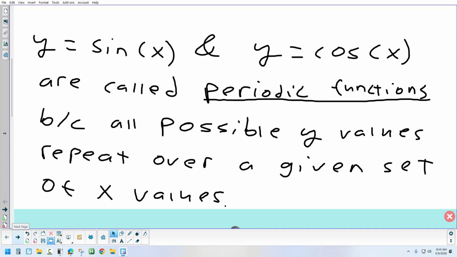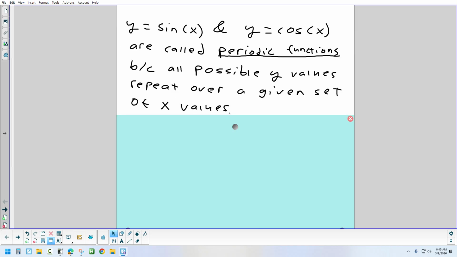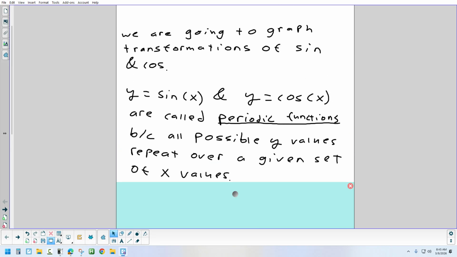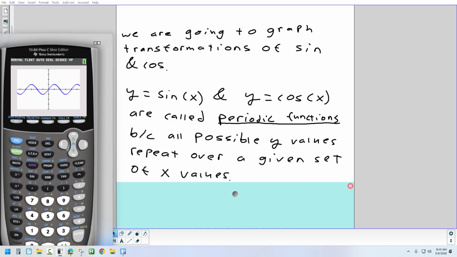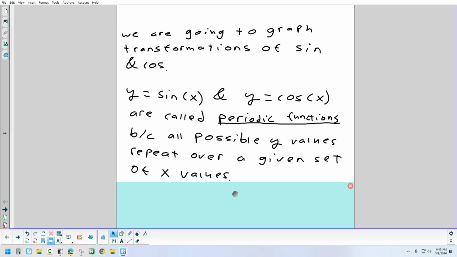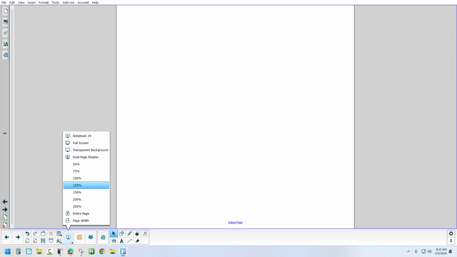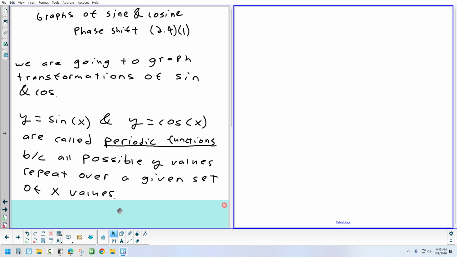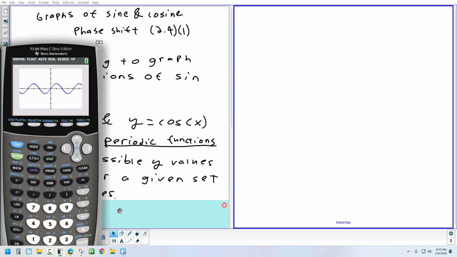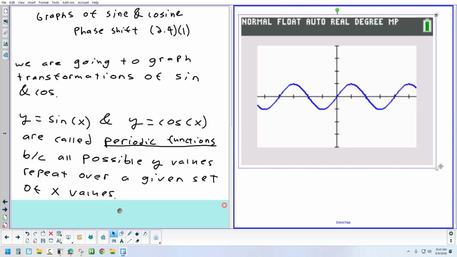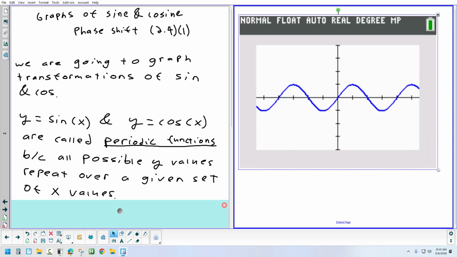Yes? Can we scroll back up? Thank you. Yep. All right, so I'm going to take this graph, and let's put that here. So it says that the y values repeat themselves over a given set of x values. Let me show you on that graph what I mean.